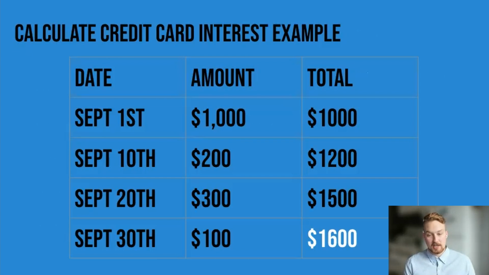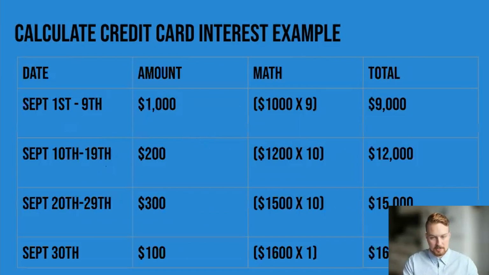So let's start the billing cycle at the beginning of the month, and we'll do a handful of transactions to make the math easy. Let's say on September 1st, you spent $1,000 on who knows what. It's your business. On September 10th, you spent $200. September 20th, you spent $300. On the last day, September 30th, you spent another $100, for a grand total for this billing cycle of $1,600. That's your total statement balance.